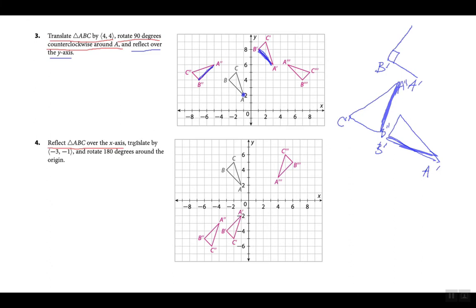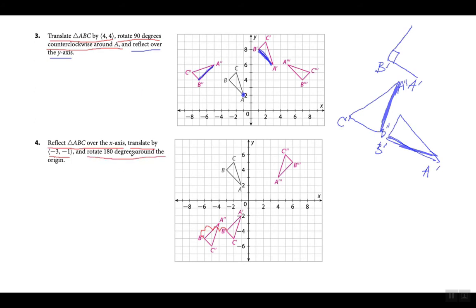Our second transformation is to translate by a vector of -3, -1. All right, so that means the first number tells us we got to move the triangle 3 units to the left, and the second number tells us we got to move it 1 unit down. So if you just look at any point, let's look at B prime here. It's going 1, 2, 3 units to the left and 1 unit down, and you could verify that with any of the 3 points.